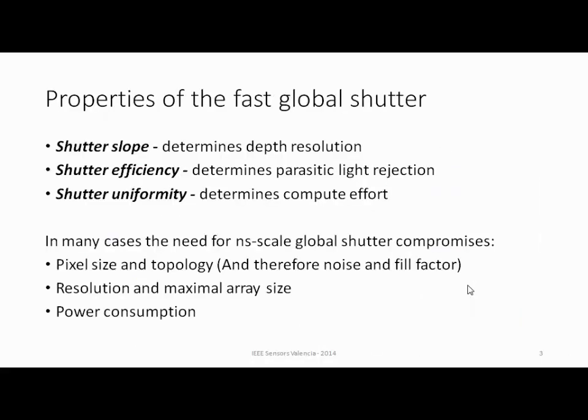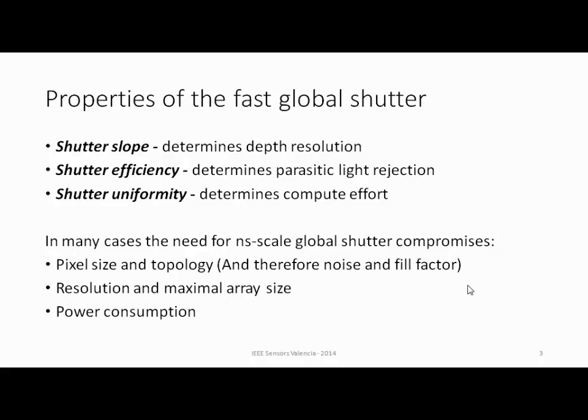So, in order to really have a good pulse time-of-flight camera, we need to have a good shutter. The shutter affects all of the properties of the sensor, and I'll name a few. First of all, the shutter slope determines the depth resolution. And that's pretty understandable. If I have a shutter that closes very rapidly, let's say in the order of nanoseconds or less, then I can distinguish between pulses of light that came back from targets, let's say centimeters or even millimeters apart.